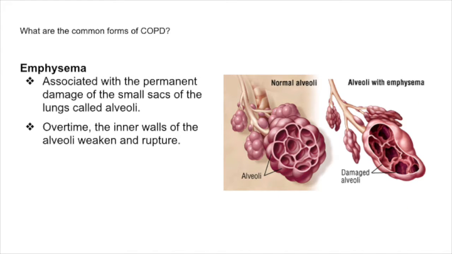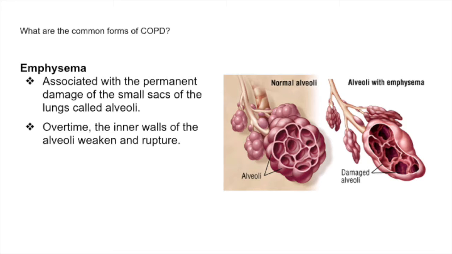Now, emphysema is the permanent damage of the small sacs of the lungs called alveoli. The alveoli are the site of air exchange, and over time, these sacs weaken and eventually rupture. This creates larger air spaces instead of small ones, and this reduces the surface area of the lungs and subsequently reduces the amount of oxygen that reaches the bloodstream.